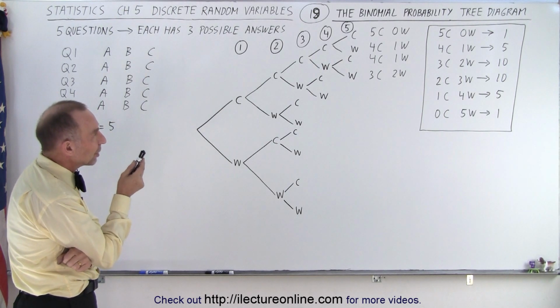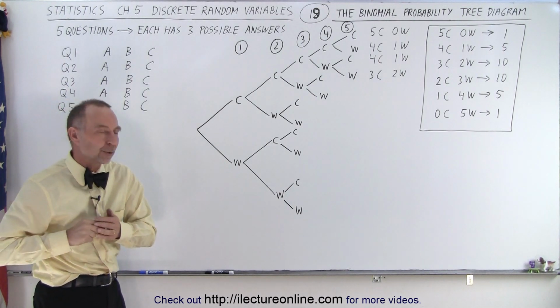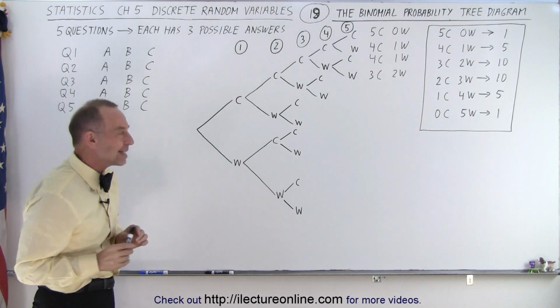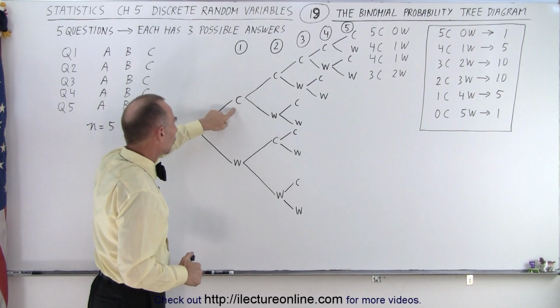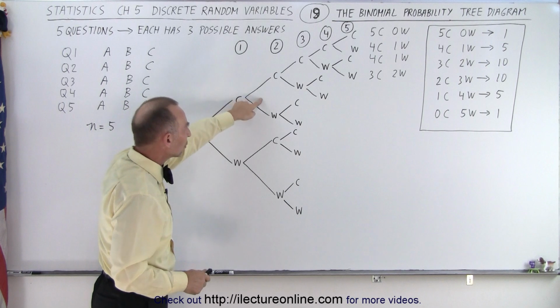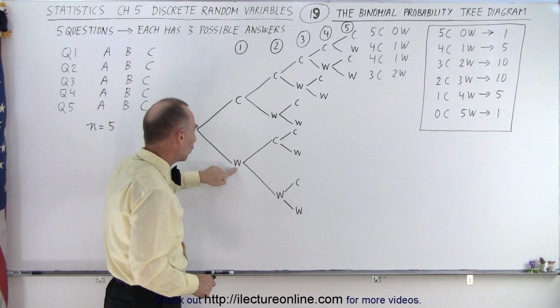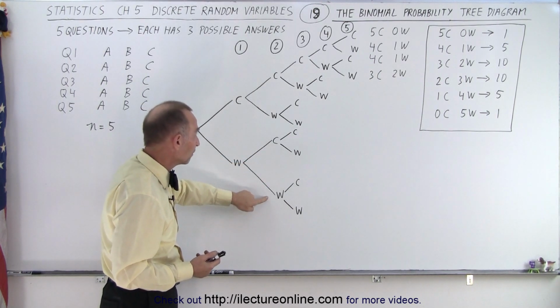And notice here what we're going to put up is what we call the binomial probability tree diagram. Now, I didn't put the entire diagram up. I just want to put enough up so you get the idea. But notice on the first question, we can either have it correct or we can have it wrong. Then, if we had it correct on the second question, we can either have it correct or we can have it wrong. Or if we had it wrong, we can also have it correct or we can have it wrong.